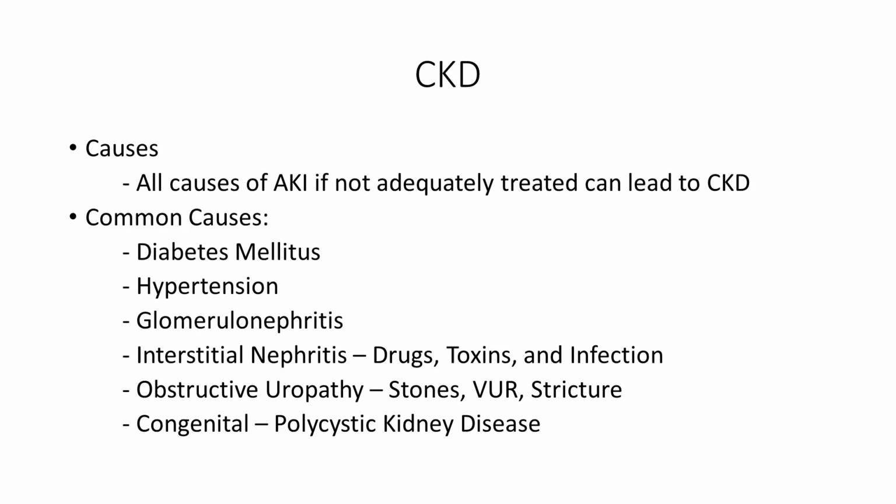Any form of glomerular disease, whether nephrotic or nephritic, if not adequately treated, can lead to CKD. Any form of tubulointerstitial disease, due to drugs, toxins, or infection, can lead to chronic kidney disease. Any form of obstructive uropathy or post-renal conditions like stones, vesico-ureteric reflux, and stricture can lead to chronic kidney disease if not adequately treated. And of course, congenital diseases can lead to chronic kidney disease. The most important example is polycystic kidney disease. These are the common causes, and as I told you, diabetes and hypertension constitute almost 70% of causes.